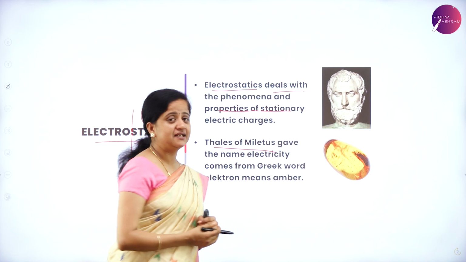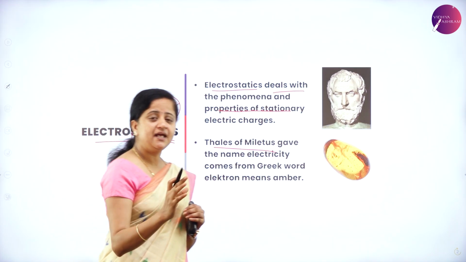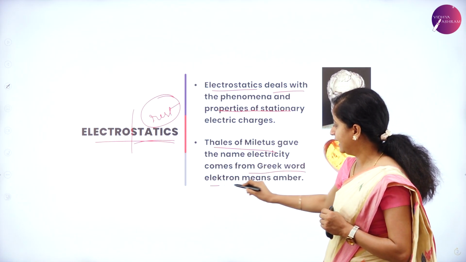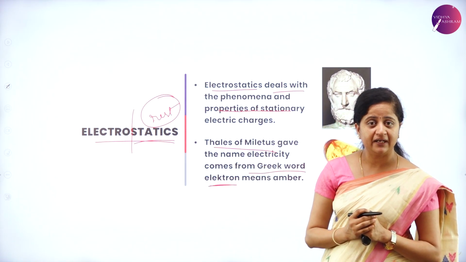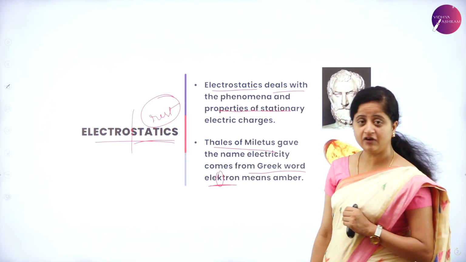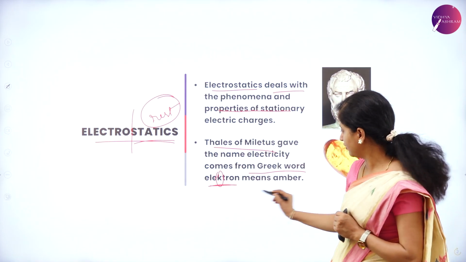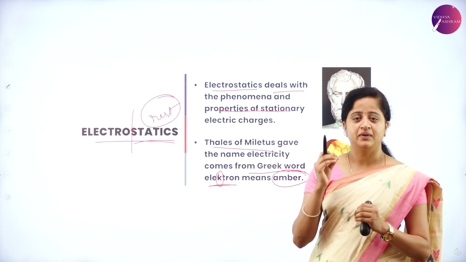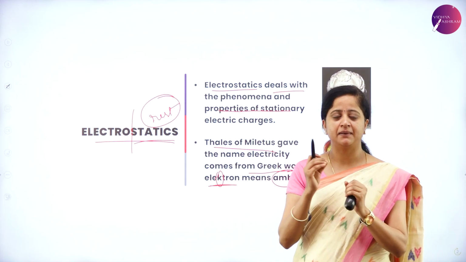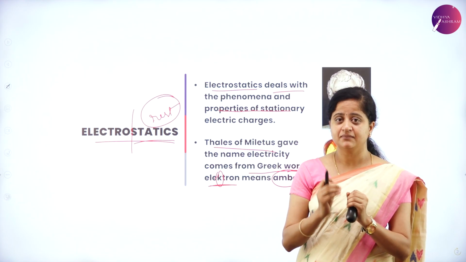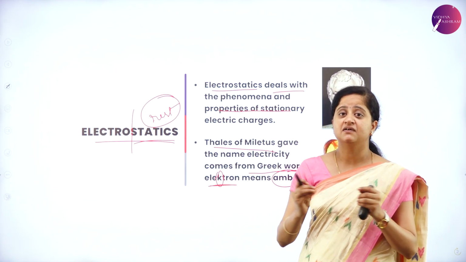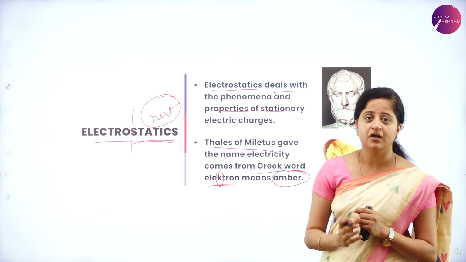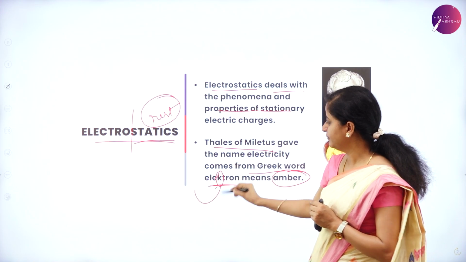Thales of Miletus gave us the name electricity. It is derived from the Greek word electron. What is the meaning of electron? The meaning of this electron is amber, which is basically a resin from a tree. When he started observing by rubbing the amber with some kind of substance, he observed the charges, and from that he named the term electricity, which is derived from electron.